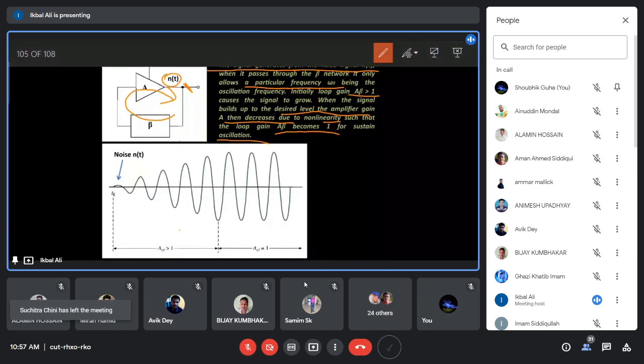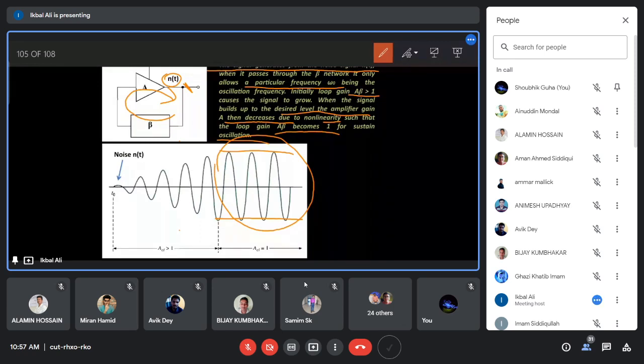When the signal is sustained, that means the constant signal you are getting at the output. That analysis we have done previously is for this region. That is why we have obtained A beta equal to 1. To produce or to sustain an oscillation at the output of this positive feedback loop, you have to make A beta equal to 1. That is the sustained oscillation condition. But to start from the noise level, initially you have to put this to grow the signal.